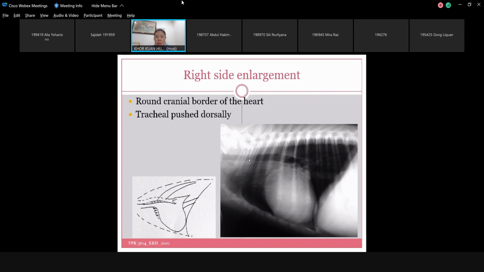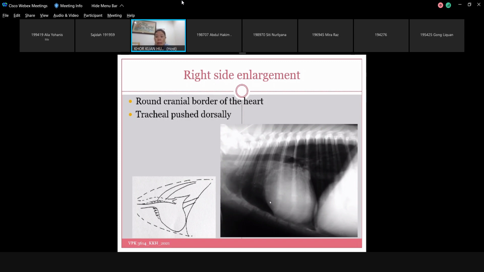Is this position of the trachea good or not? Correct or incorrect? Somebody must answer me. How do you describe this trachea? Too dorsal. Okay, dorsally elevated.